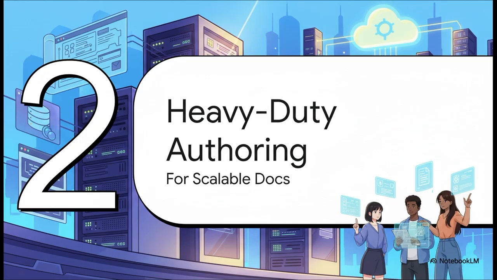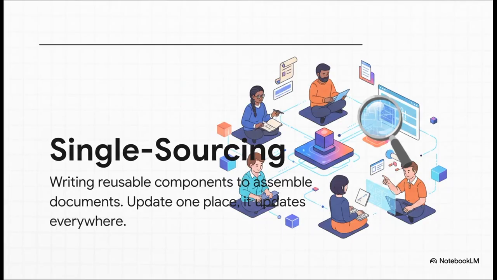Now, to understand these, you really just need to get your head around one core idea. And that idea is called single sourcing. It's all about efficiency. So instead of writing these huge, long documents, you create little reusable components. Think of them like building blocks. It could be a procedure, a warning label, a product description. You then assemble these blocks to build your final documents. And here's the magic. When you need to make a change, you just update that one block and it automatically updates everywhere it's used. It is an absolute game changer for keeping things consistent.